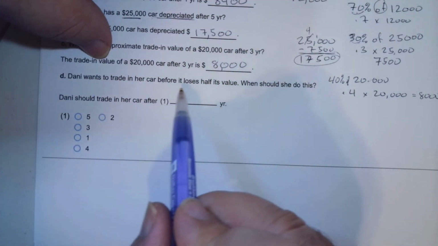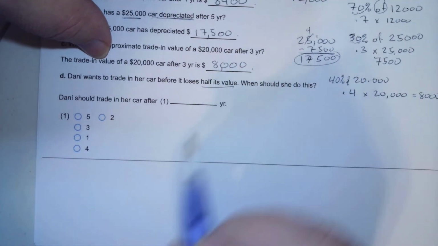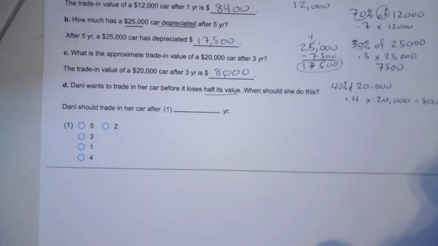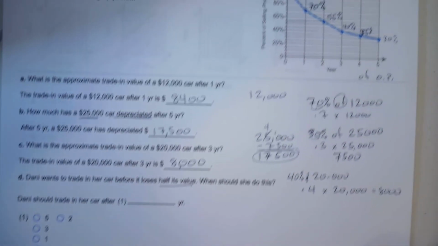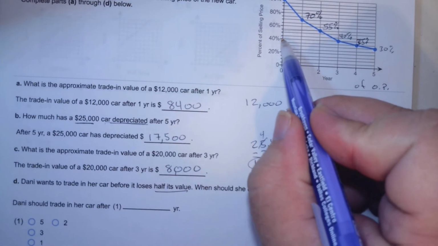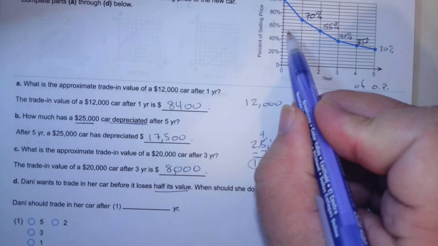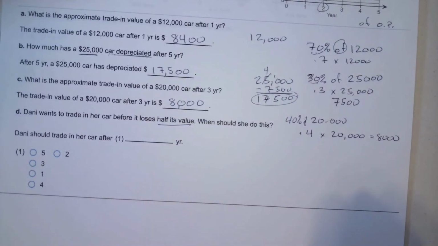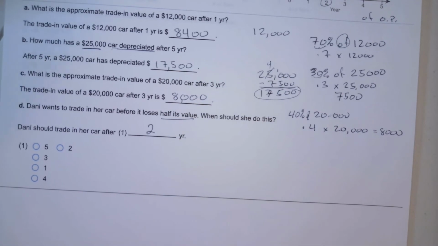Danny wants to trade in her car before it loses half its value. When should she do this? Okay, so here's 40, 45, 50. So 2 years. We should do that in 2 years.